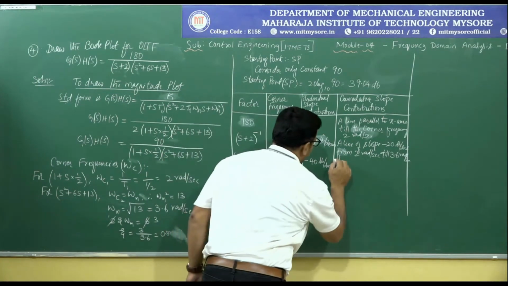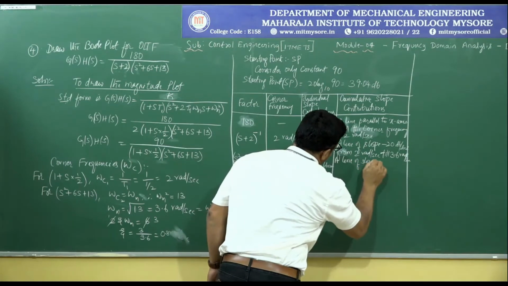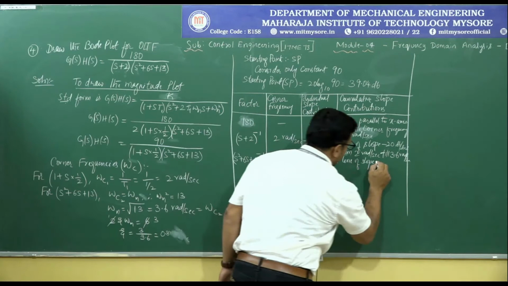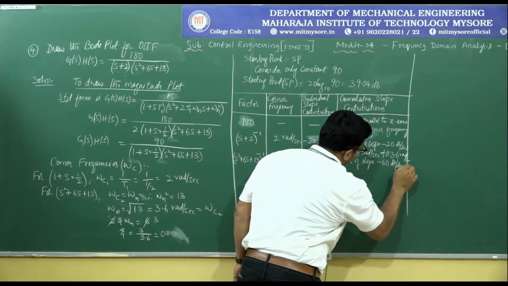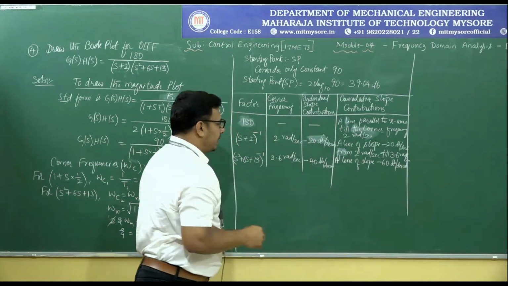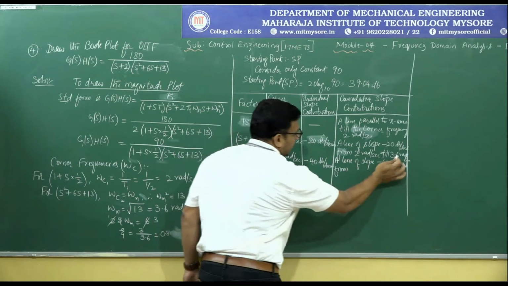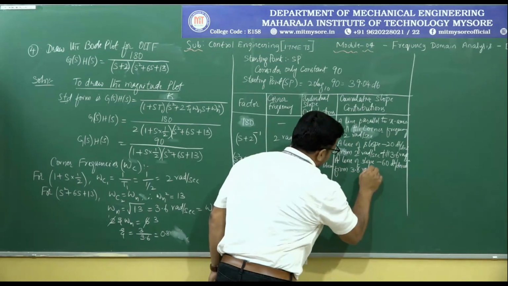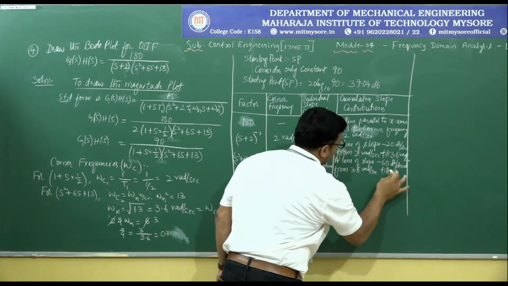So the cumulative slope contribution will be a line of slope minus 20 minus 40, that is minus 60 decibels per decade, from the last one, that is 3.6 radians per second, and it goes on till infinity.